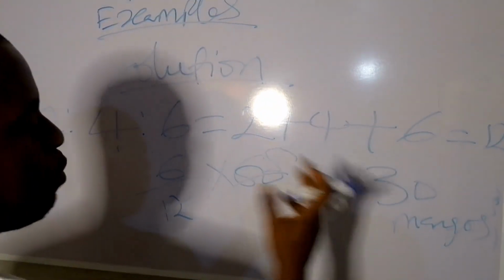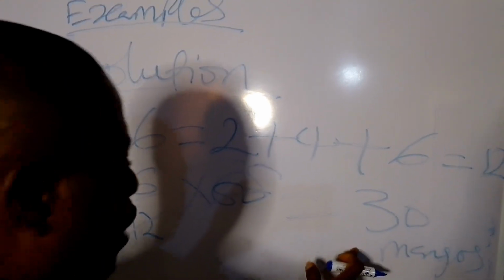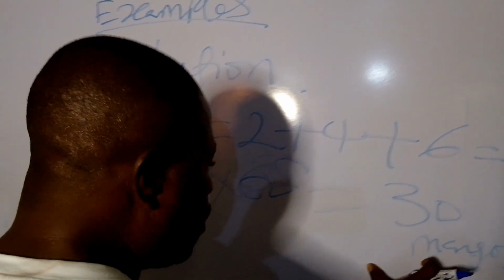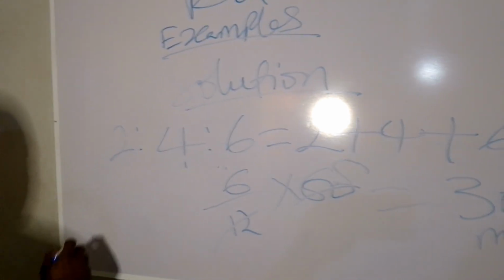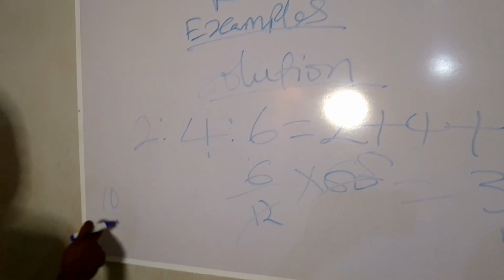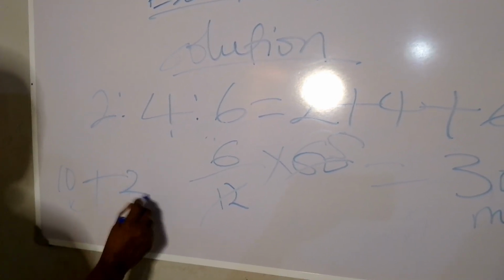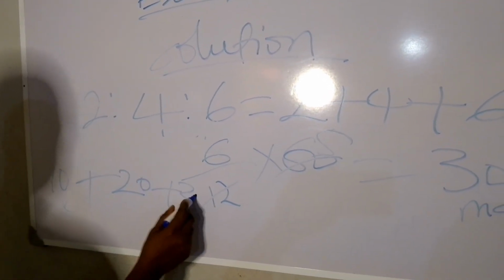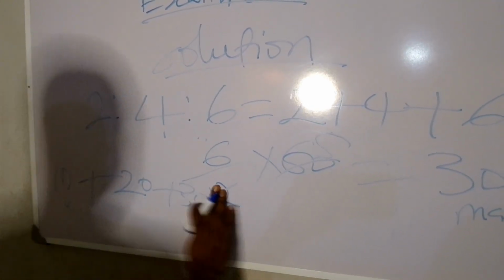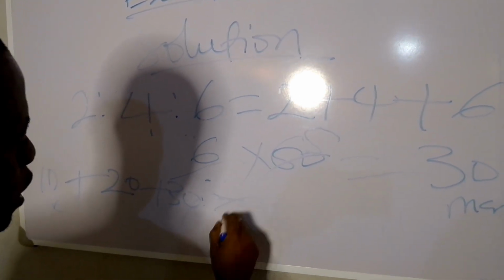It means that the first student will get 10 mangoes, the second student will get 20 mangoes, the third student will get 30 mangoes. And if you check it, the first student got 10 mangoes, the second student got 20, and the third student got 30. 10 plus 20 plus 30 is 60.